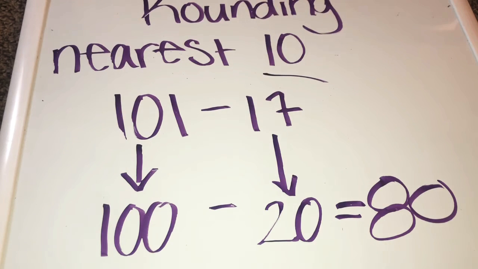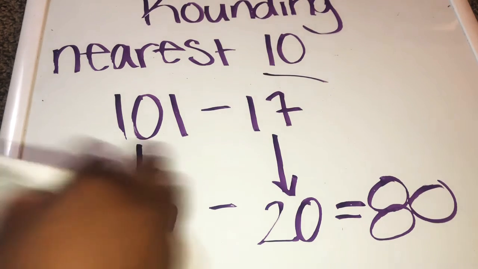The real answer to 101 minus 17 should be close to the number 80. Check your answer and see if we are correct. 101 minus 17 is 84. Is 84 close to 80? Absolutely. That means our estimate was pretty accurate.